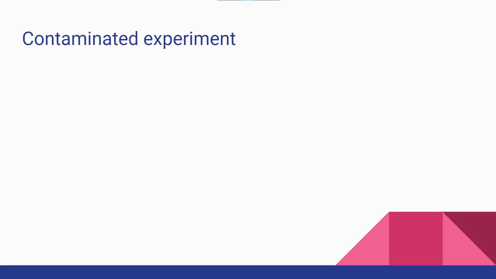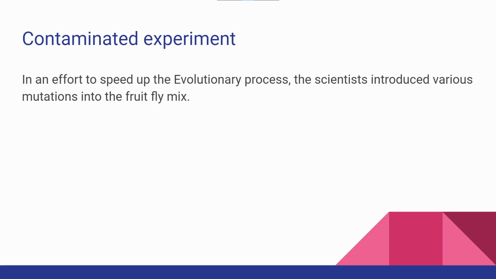First of all, they contaminated the experiment. With the fruit fly experiment, in an effort to speed up the evolutionary process, the scientists who were observing the fruit flies introduced various mutations into the fruit fly mix.